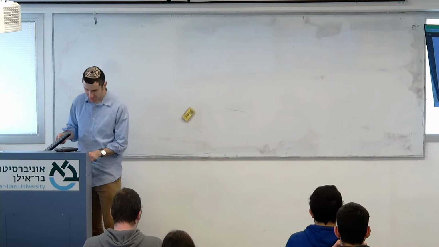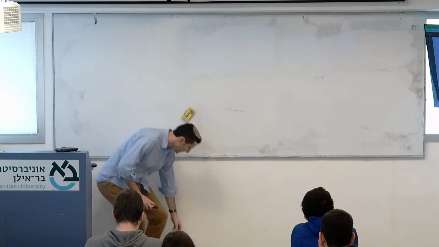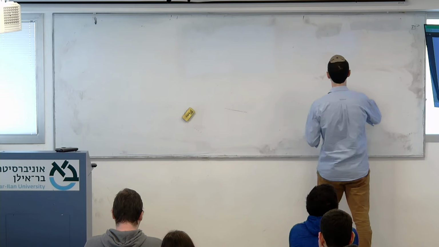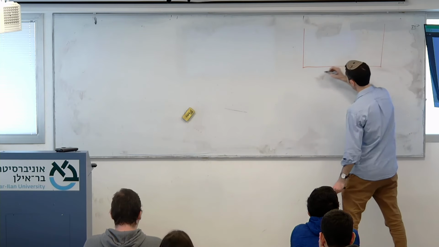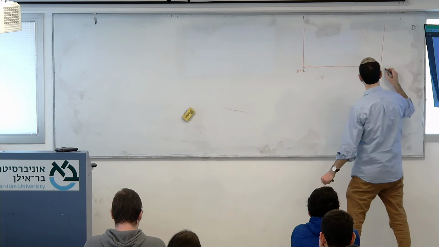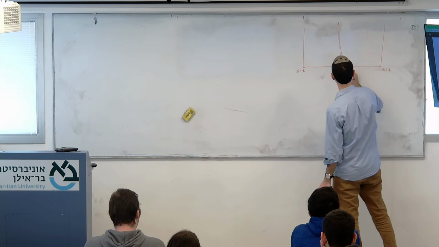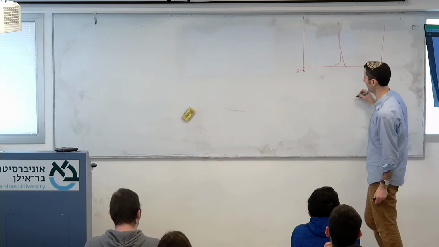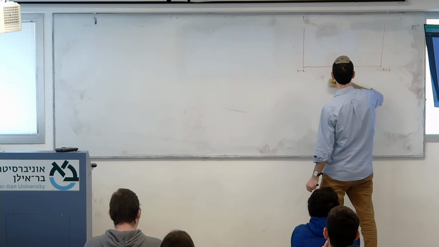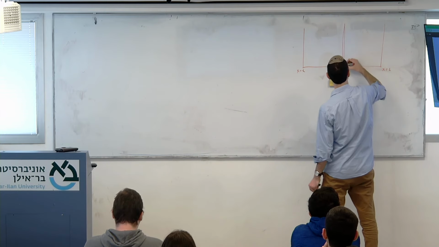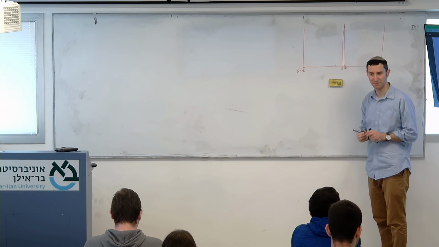Our potential is going to be very mean. It's going to be infinity here. Here x is minus L. Here x is L. And in between I'm going to have a delta barrier. And this is my V.